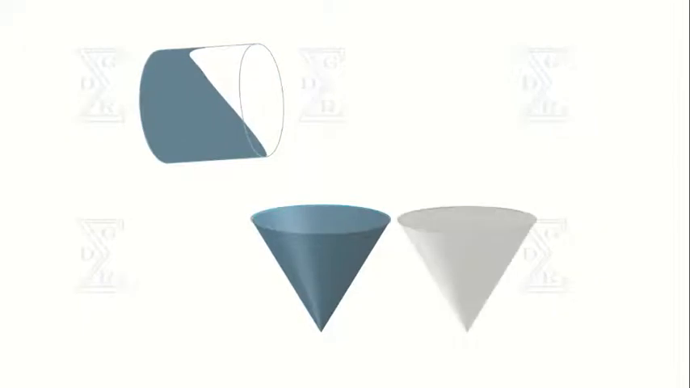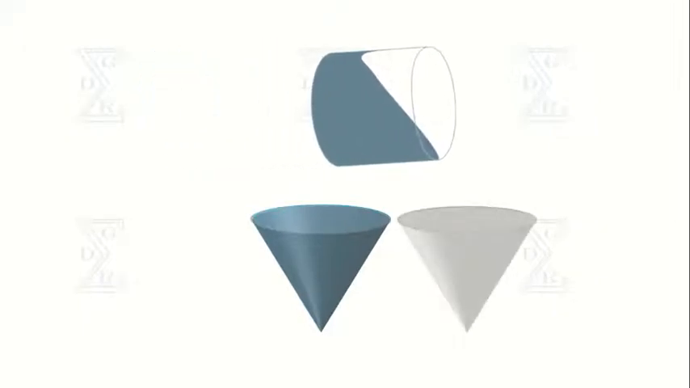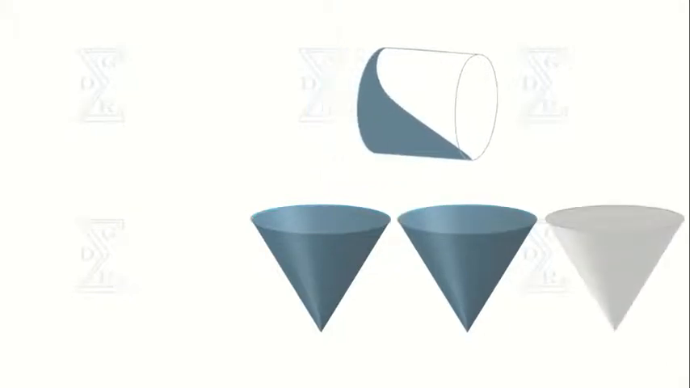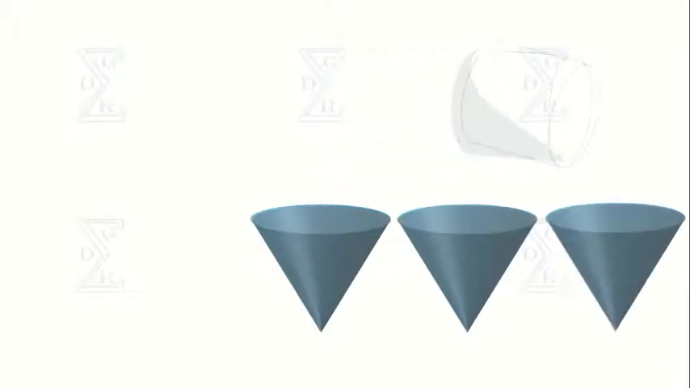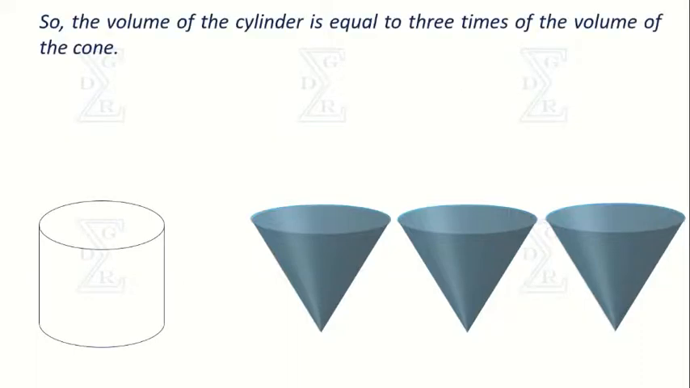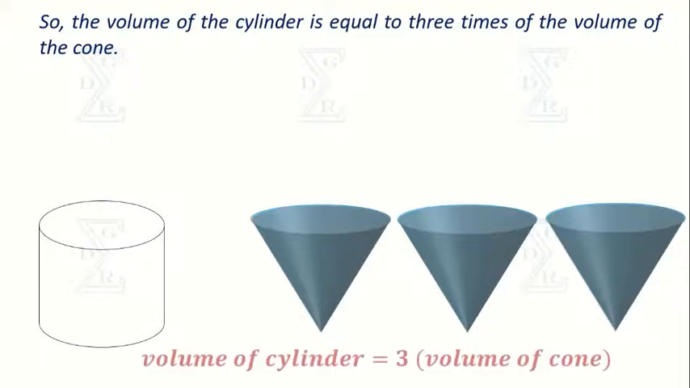Let us take a cylinder and a cone. We fill the cylinder with a liquid. Now we fill the cone, or cones, until the liquid in the cylinder is empty. By observing this activity, the volume of the cylinder is equal to 3 times the volume of the cone. We can write it as.